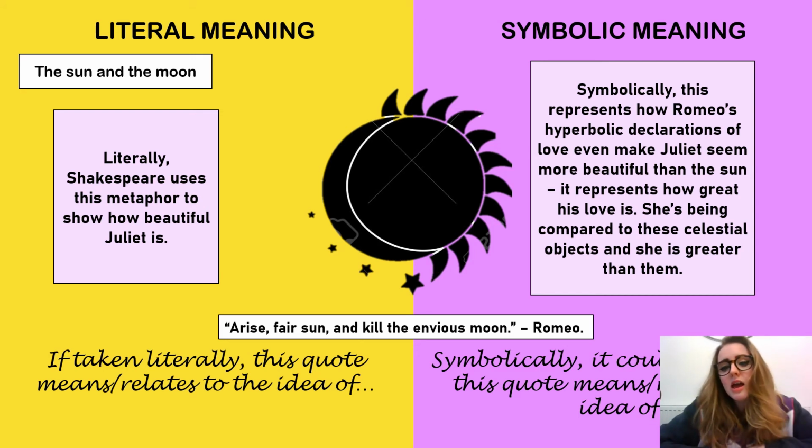But symbolically, there are two things here. It represents just how hyperbolic and over the top Romeo is. This is a really clear representation of that. But it also symbolizes how she's being compared to celestial objects, and she's seen as greater than them, as well as symbolizing Romeo's over dramatic nature. I think this is quite an interesting line to look at for that. I think there's less depth to it than other quotes that we've had a look at, but it's definitely an interesting one due to the importance of the celestial imagery.